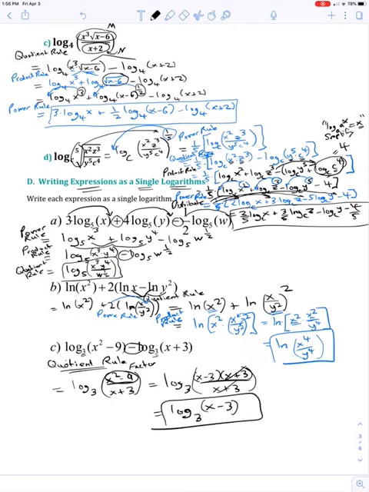So again, these are our properties. We're getting used to them, hopefully getting familiar with how to apply the product, quotient, and power, because eventually we're going to need that as we get to solving our equations. We're building up to equation solving.